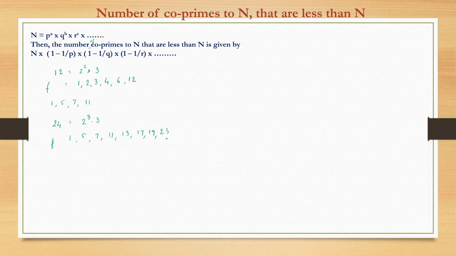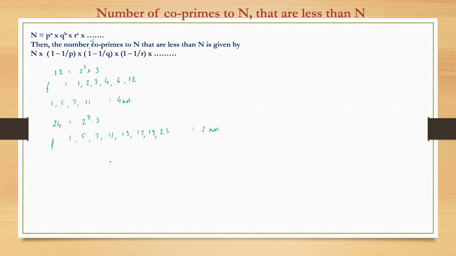So there are 8, right? 1, 2, 3, 4, 5, 6, 7, 8. So there are 8 numbers. Here we had 4 numbers. So basically 24 has 8 numbers which are less than 24 but each co-prime to 24. So this way we can manually count, but we can manually count only if the numbers are smaller. What if the numbers are quite bigger? Then it's really difficult to manually count.